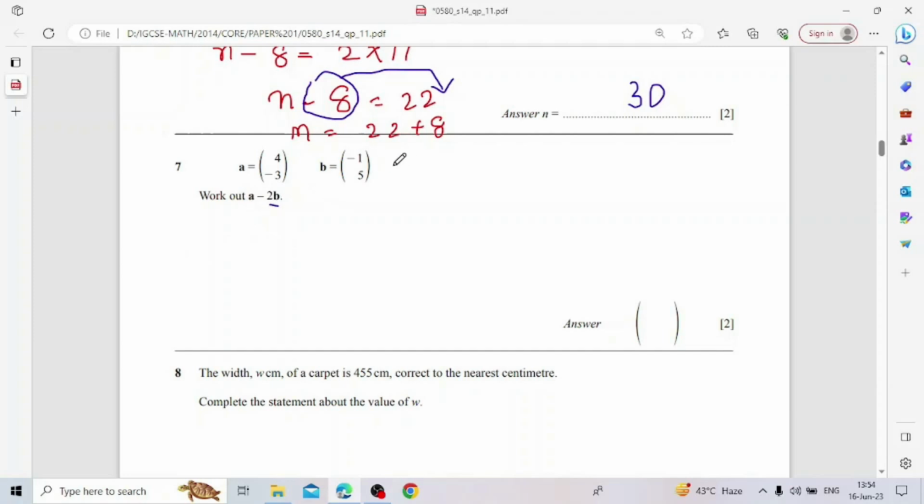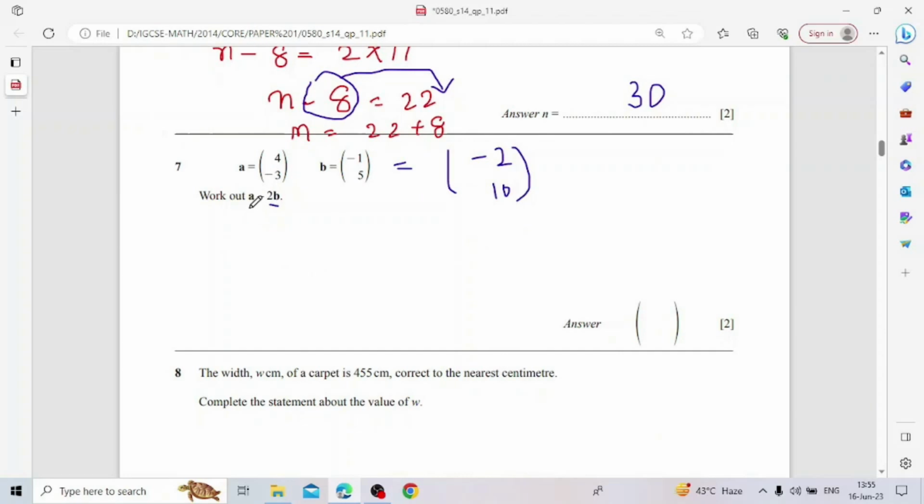First, let me get this B times 2. So 2 times -1. Fine. 2 times just 2, you take just 2. Okay? 2 times -1 is -2. 2 times 5 is 10. This is B for me now.